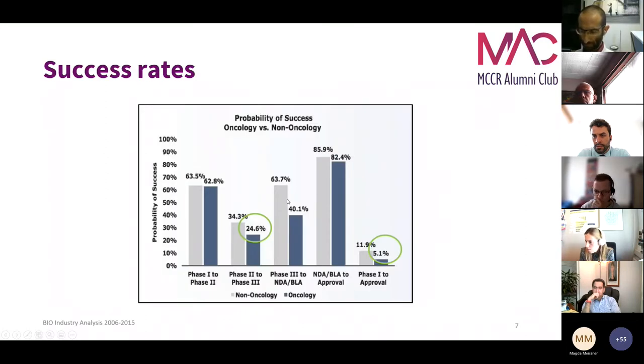And as I mentioned, phase two is critical, because you see the success rate, the blue ones are the oncology ones. The success rate from phase one to phase two is about 60%. But when you go from phase two to phase three, that rate drops dramatically to 20-something%. That means maybe we're making this filter not good enough, and we're putting into this phase drugs that should not be there to start with.